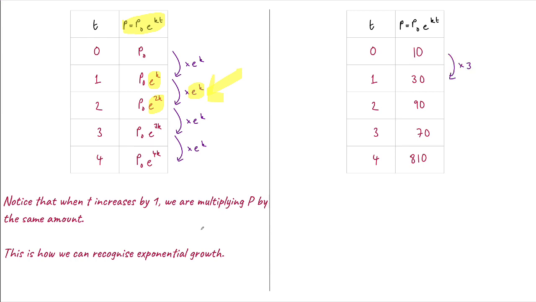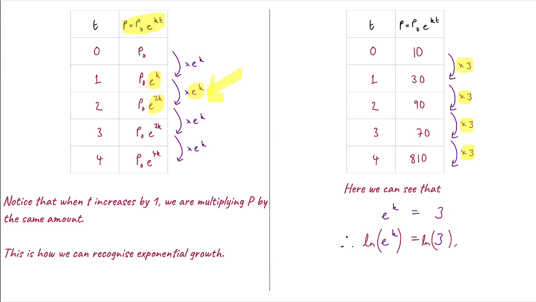So returning to the original table, we notice as we increase t by 1, we're multiplying p by the same quantity each time. In this case, we're multiplying by 3. So in fact, e to the k equals 3. Taking natural logs of both sides, I can solve for k. Again, the natural log and the exponential as inverse functions cancel one another out, leaving me with k equals the natural log of 3. So this is a really quick way that we can work out the growth constant k, just by looking at the table.